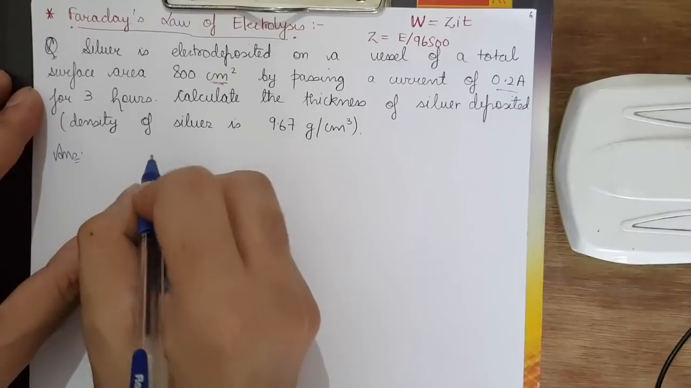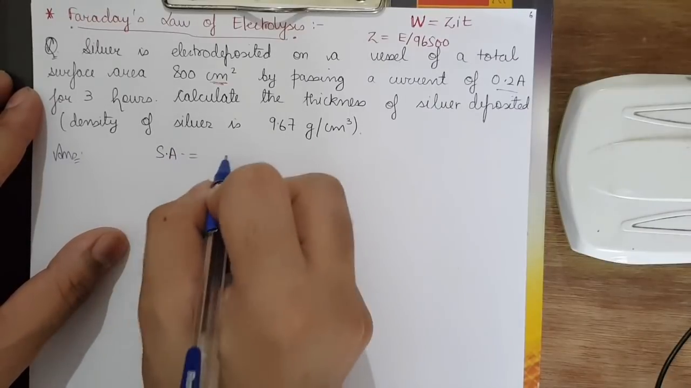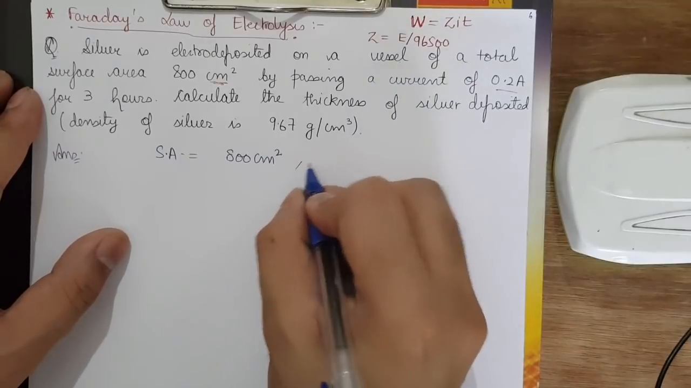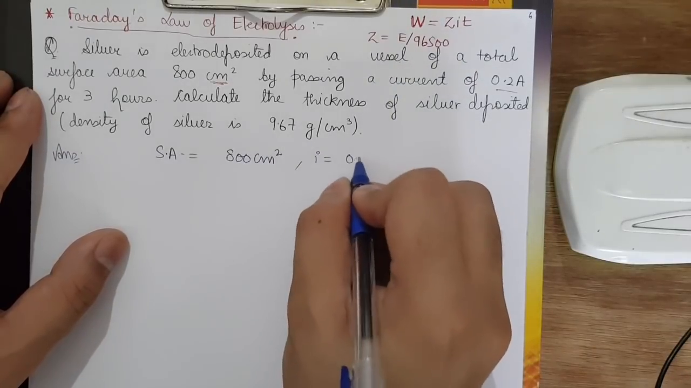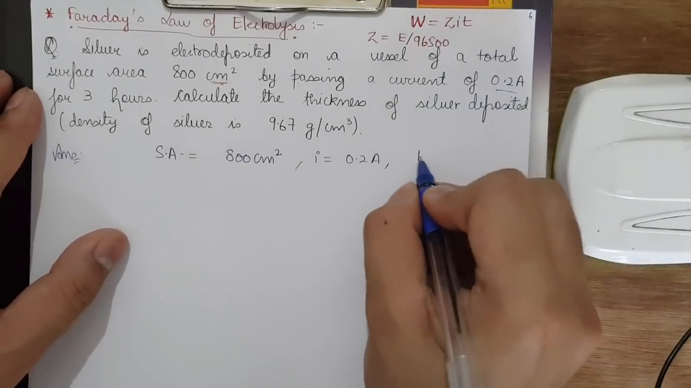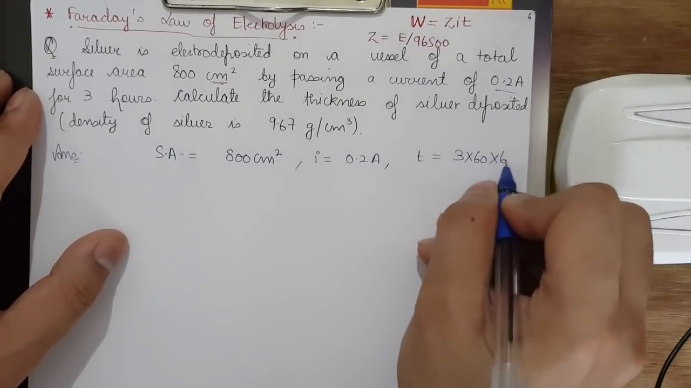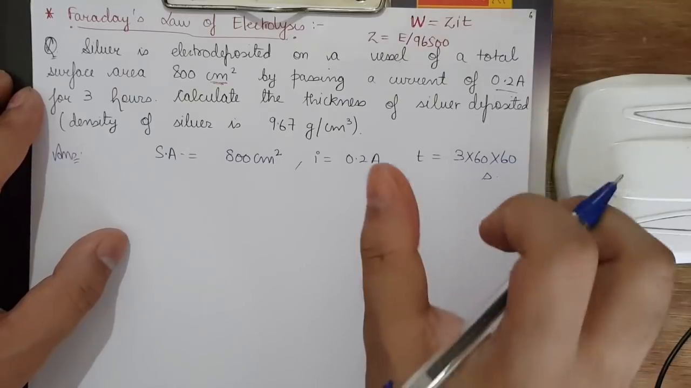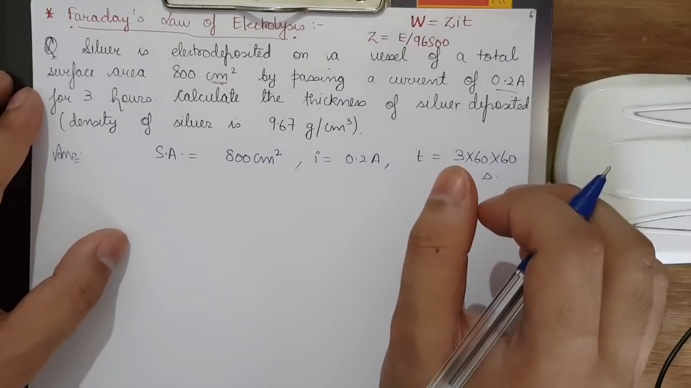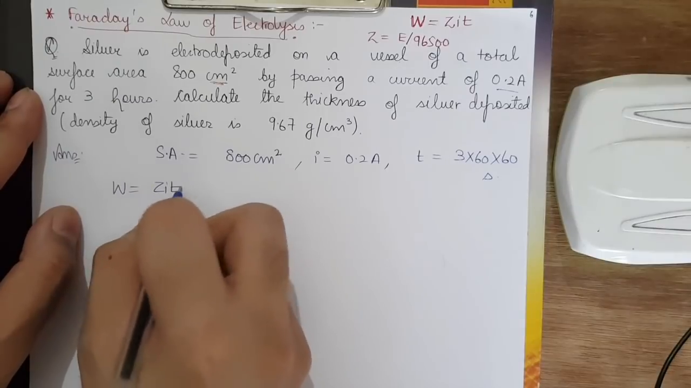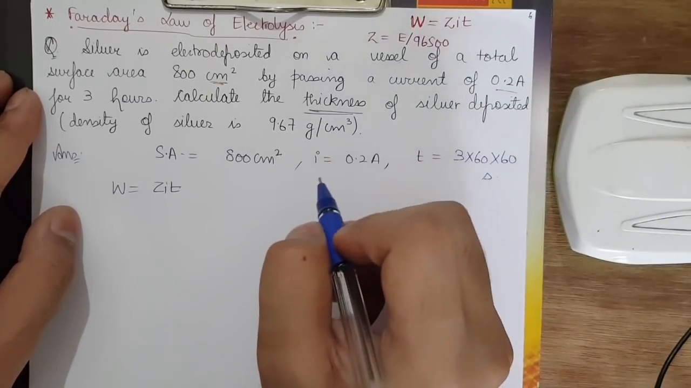We have been given the surface area as 800 centimeter square. The current I has been given as 0.2 amperes. Time t is equal to 3 hours, that is basically 3 into 60 minutes into 60 seconds. So we have converted everything into the general form. Now we need to calculate W is equal to ZIT. The thickness has been asked.